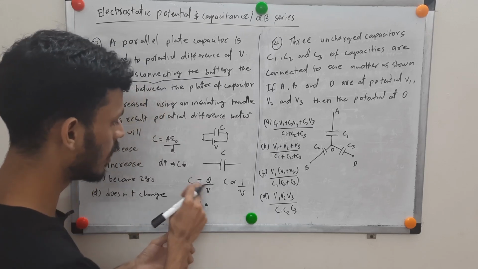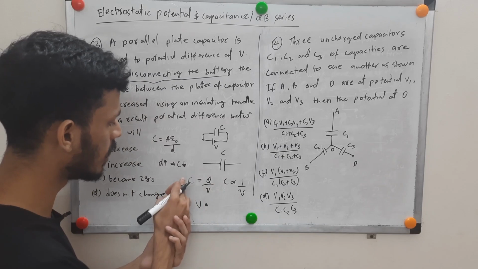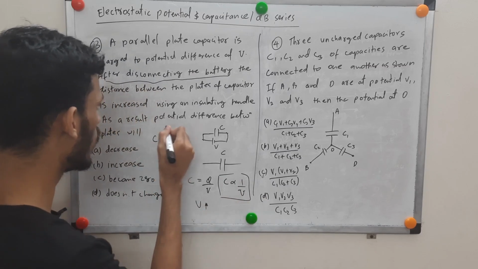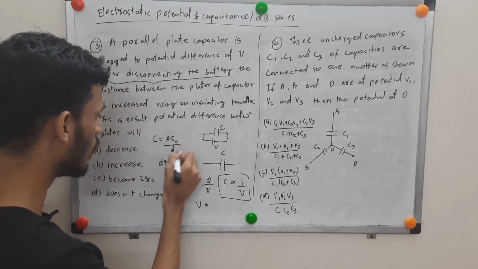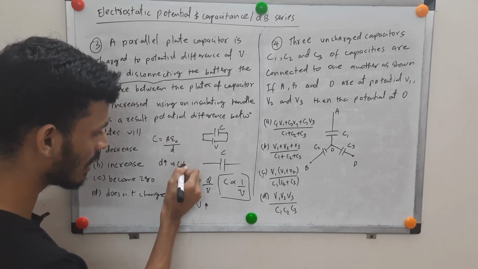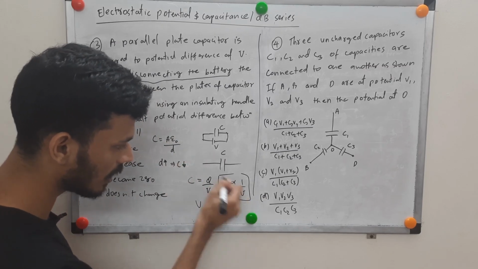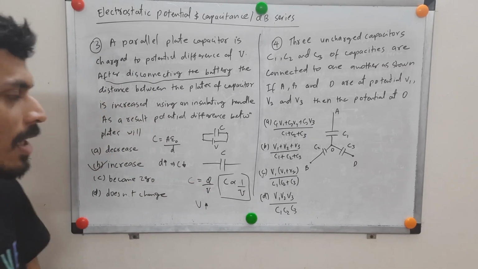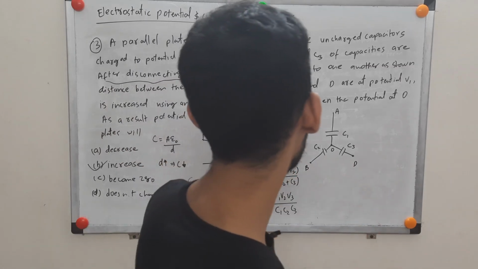So once again, Q is constant, C is inversely proportional to V. So this is what we obtained. And we saw that we are increasing D. So if we are increasing D, we are decreasing C. If we are decreasing C, inverse relation, so increasing V. So V increases. Okay, so the potential will increase. Now let's come to this one.